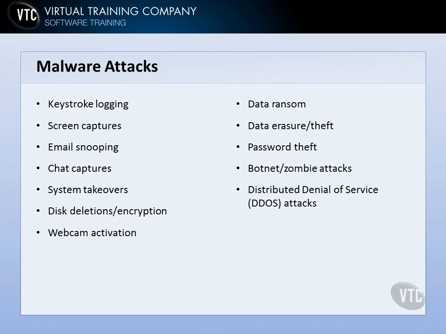Now, I mentioned data ransom, and basically ransomware is a way to threaten the user with deletion of data or encryption of the data unless they pay some money. Data erasure and theft, obviously, is something that malware can do, password theft, and using malware to attack other machines. That's what a botnet or a zombie is. And finally, you can use malware to create and propagate a distributed denial of service attack against a machine or an entire network. So those are some of the malware topics we'll talk about over the next few sessions when we talk about Trojans and viruses and so forth. We'll go into these a little bit more in depth then.